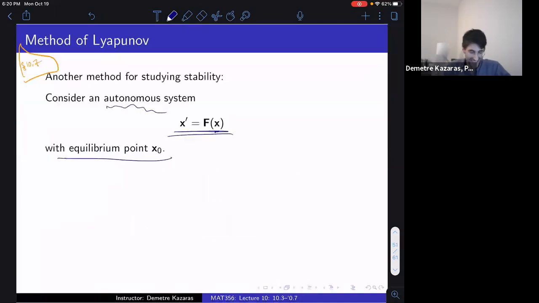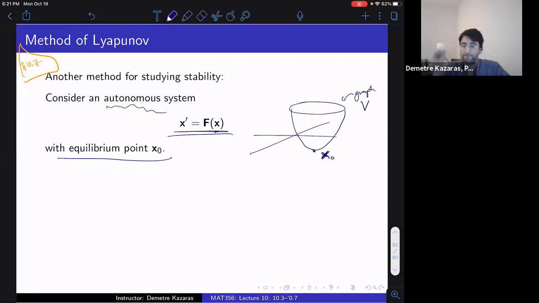Okay, so let me back up and give you a little bit of background to this statement. So, okay, we have some point x naught, and we're going to be looking at a function V whose graph looks like this. So this is the graph of some auxiliary function V.